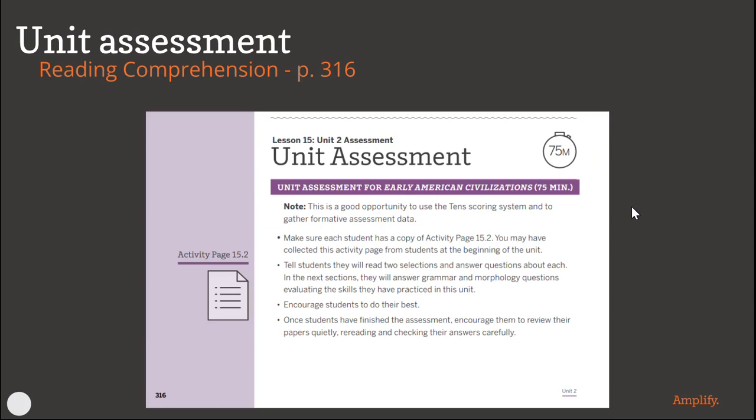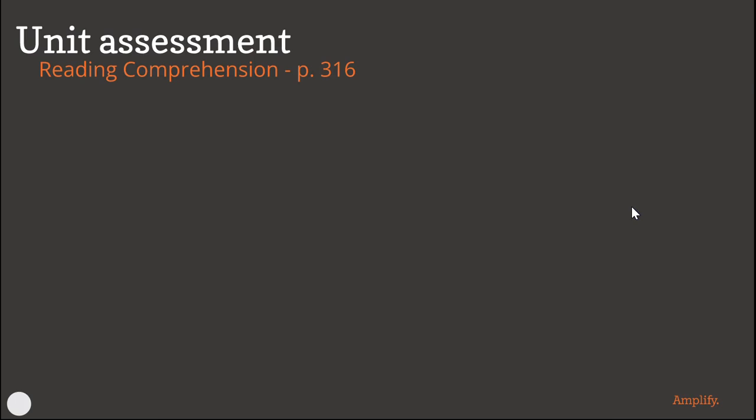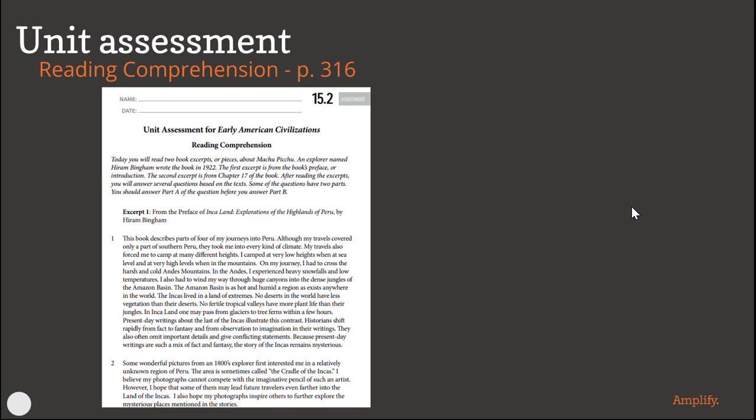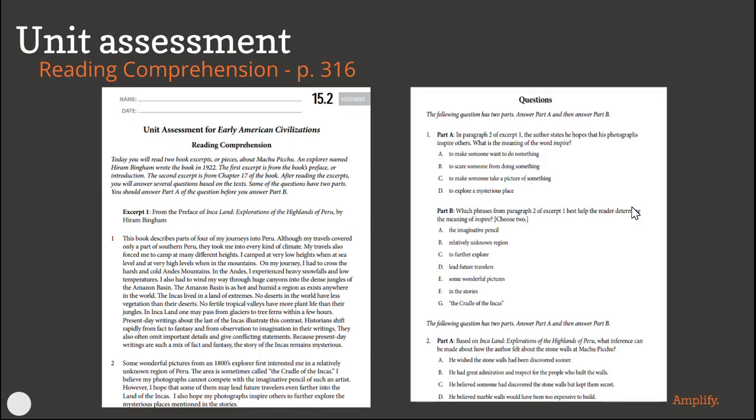The second part of the assessment is to be done independently. Students will read 2 selections and answer questions about each. For your information, the reading comprehension section of the unit assessment uses text adapted from the book Inca Land, Explorations of the Highlands of Peru by Hiram Bingham, published in 1922. The text features core content and domain vocabulary from the Early American Civilizations unit that students can draw on in service of comprehending the text.